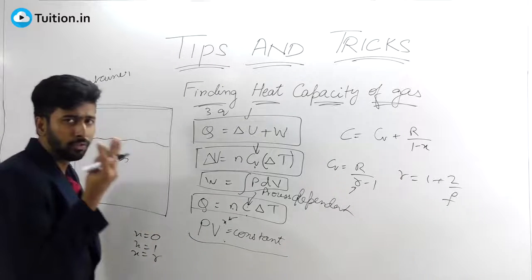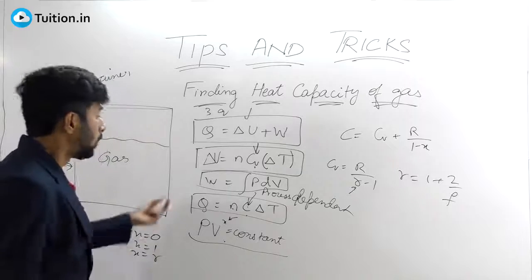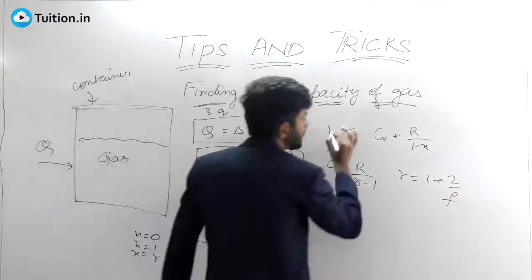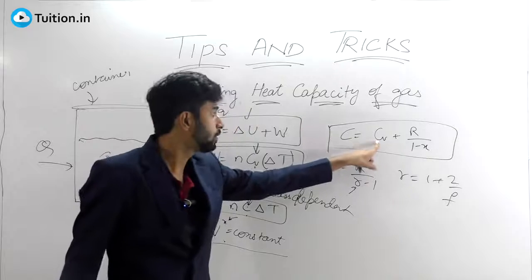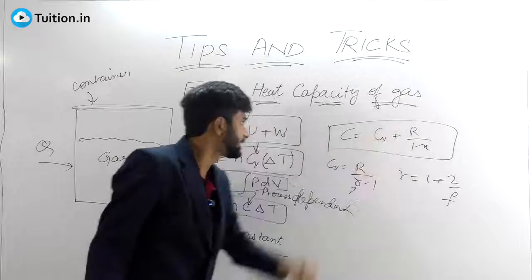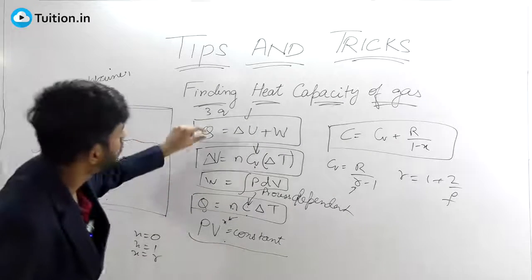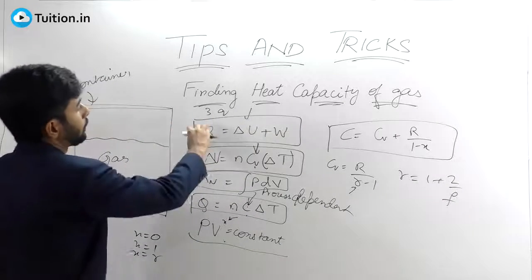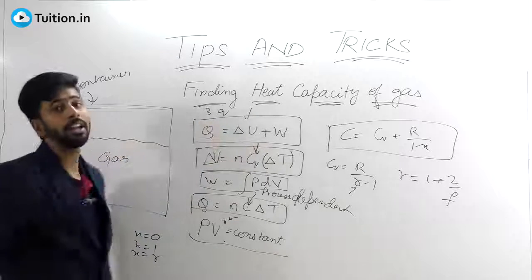Some three to four standard processes are taught to us, and likewise you have multiple processes. Once you identify the process, you have to use this particular formula to calculate C. CV is already known to you because you know the gas. Once you get x, you can get R by 1 minus x, and you can get C. Once you get C, you just need to find delta T to find Q. That's how you find two of these quantities, and the third one can be found using this particular equation.